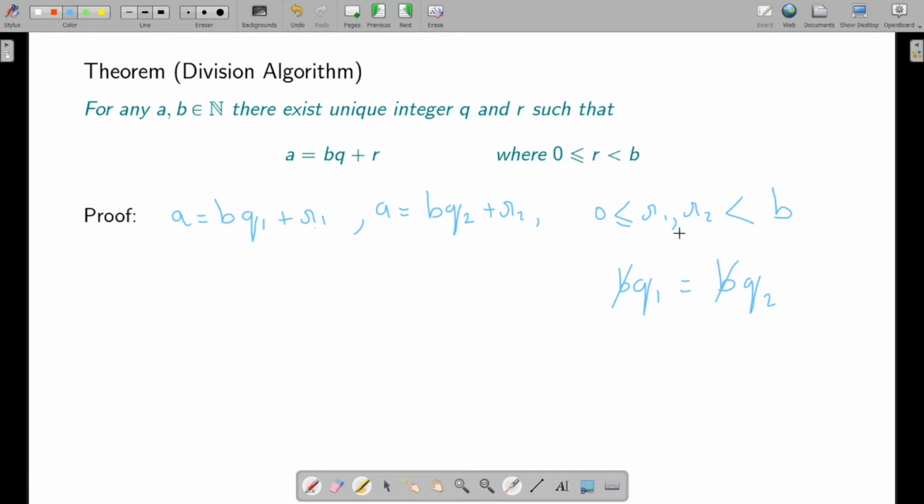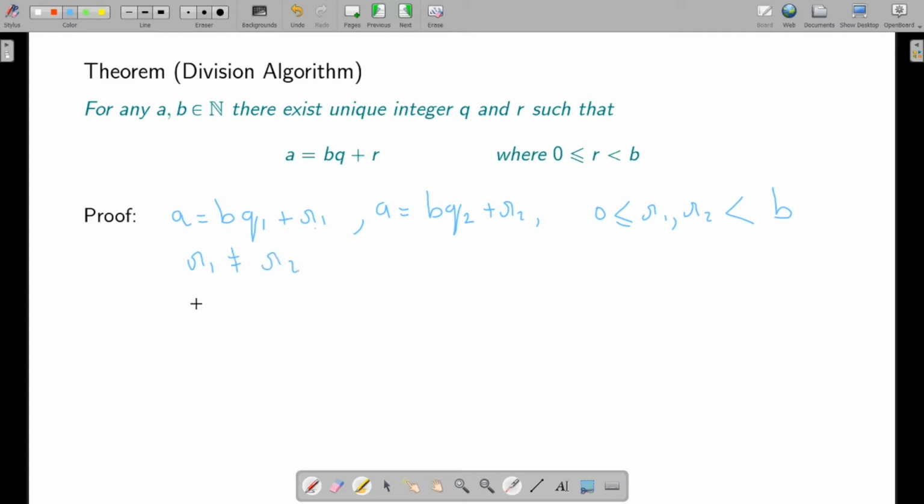Right? If r1 is equal to r2, then bq1 will be equal to bq2, which will mean that q1 is equal to q2. So we only need to basically prove that r1 is equal to r2. So what happens, suppose r1 is not equal to r2.